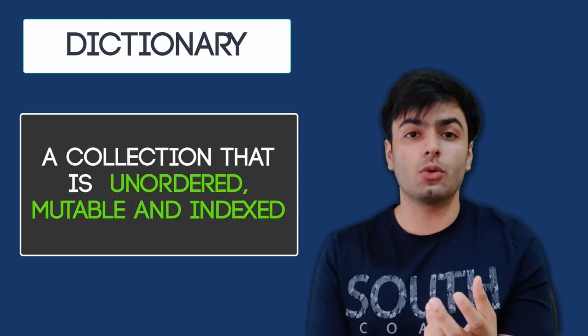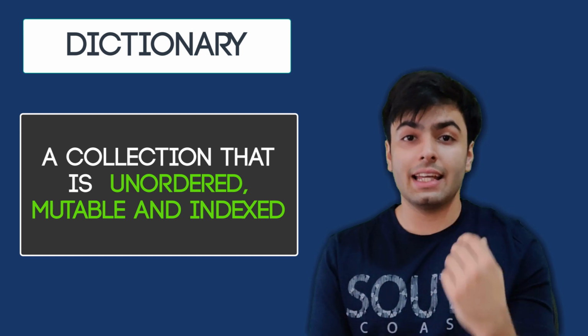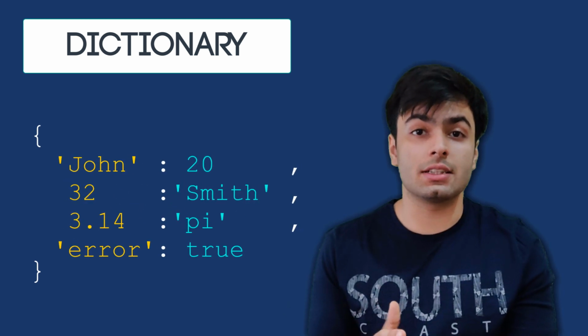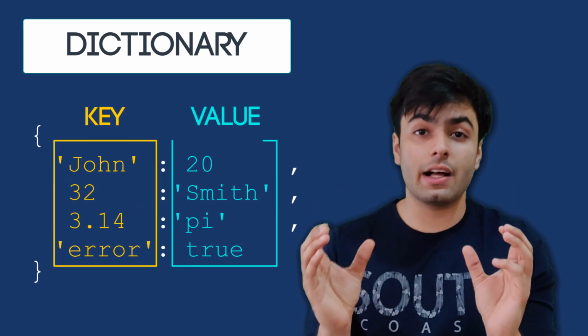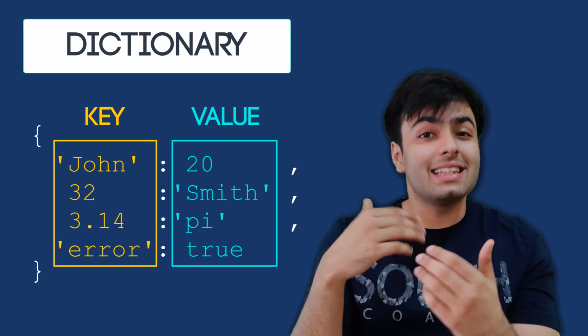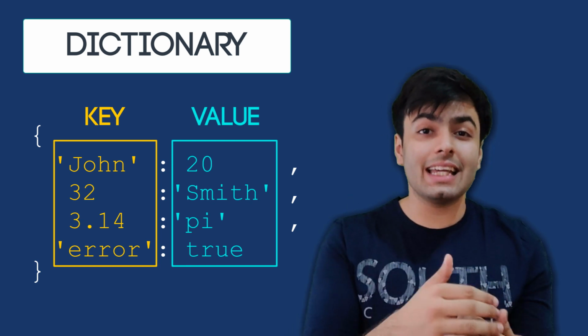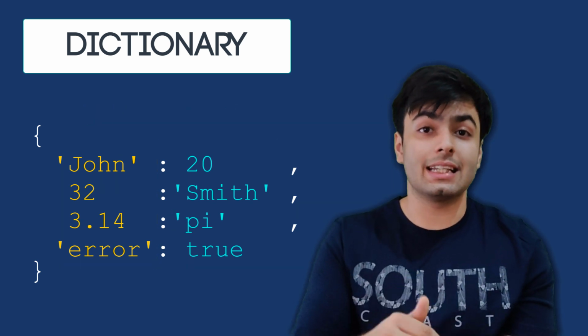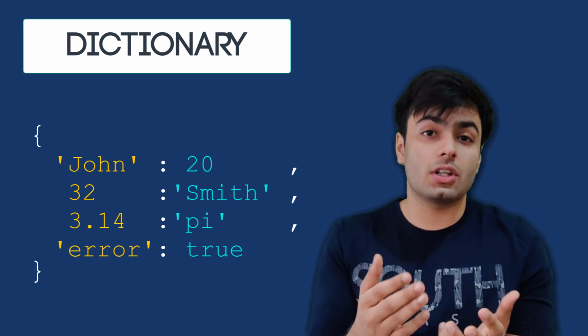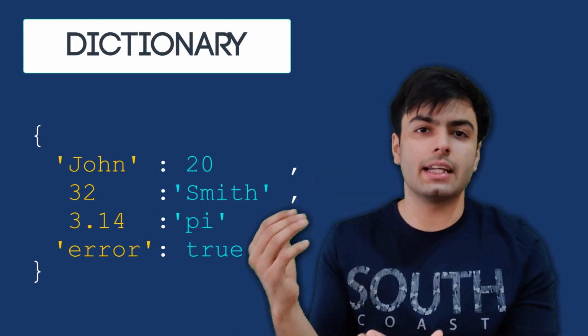Before we go ahead and apply this method though, let's figure out what a dictionary is. A dictionary is a collection which is unordered, mutable, and indexed. A dictionary is enclosed by a pair of curly brackets, and each element in a dictionary consists of a key and a value pair. Think about the keys in a dictionary as the index numbers for each element in a list. And the values are essentially the elements you would find in a list.